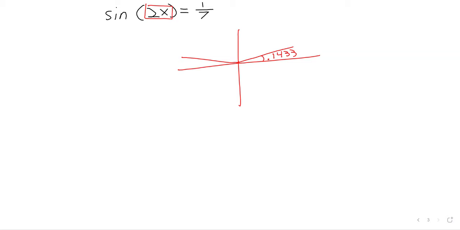Let's see if we can now, we struggled a little last problem. But now, if I want to know this angle in the second quadrant, how do I find it? Take pi minus 0.1433. That is perfectly correct.